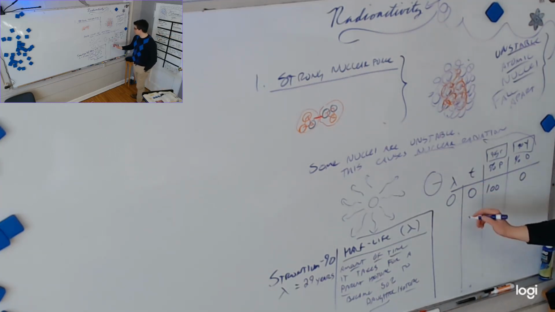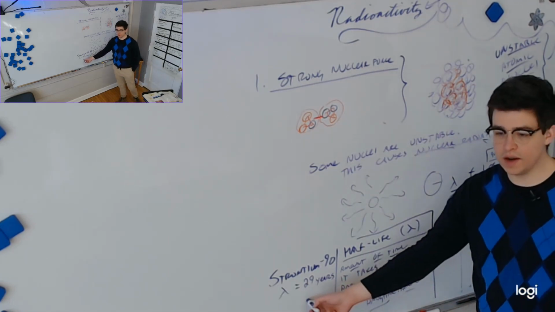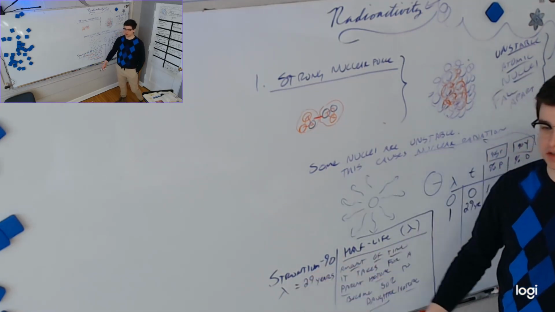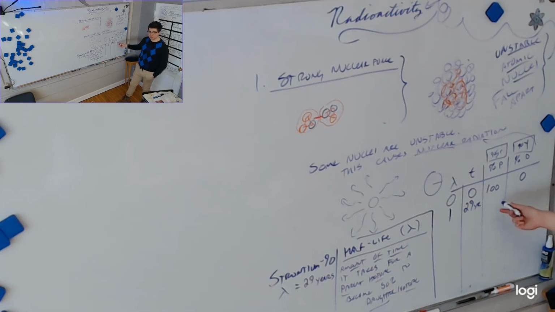Okay. And then at half-life 1, how much time has passed? 29 years. How did you know that? Did he just guess a number and it happened to be right? Nope. Because one half-life is 29 years. Is this going to be the same for everything? No, this is specific to strontium-90. If we did the same thing with uranium-238, this would change every time. How much of the parent isotope is there? 50% parent, 50% daughter. Okay?